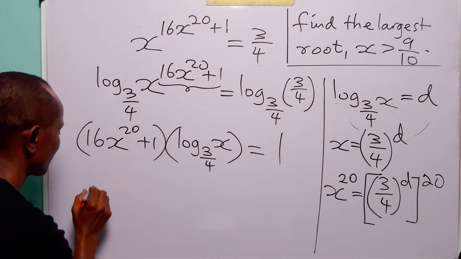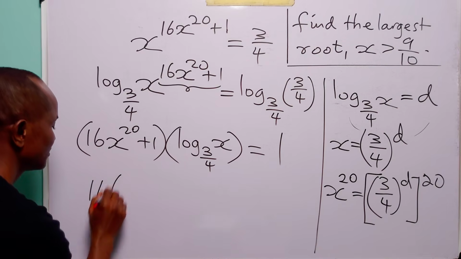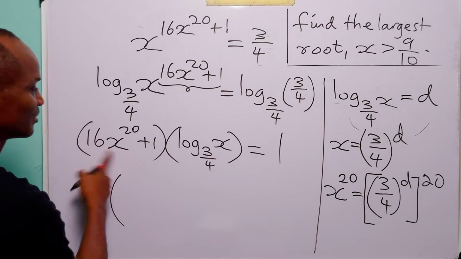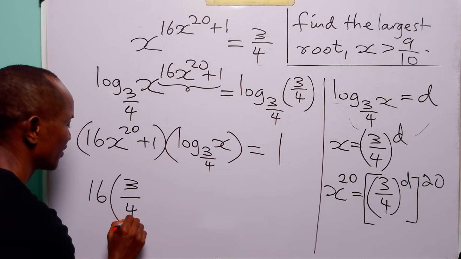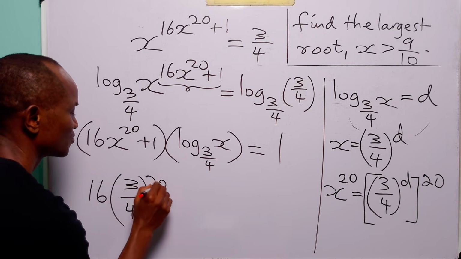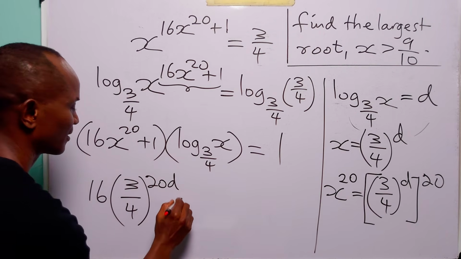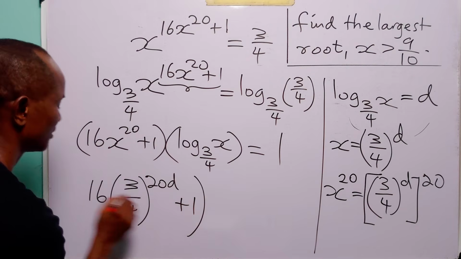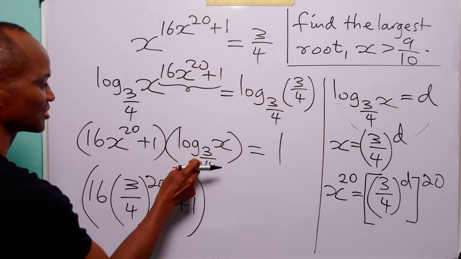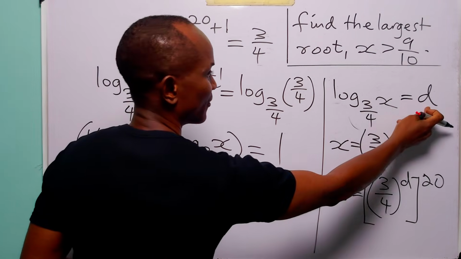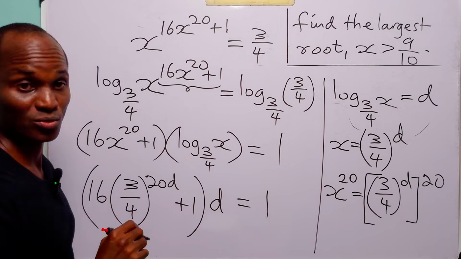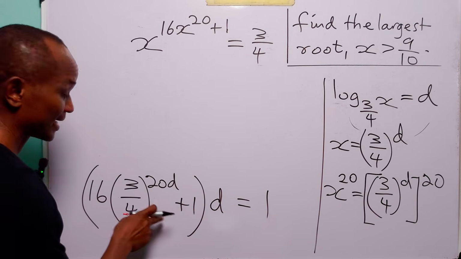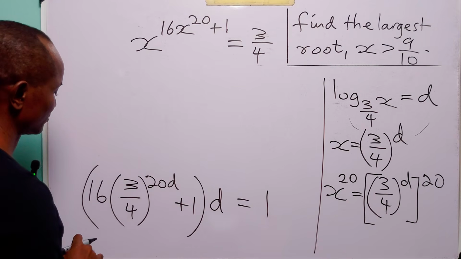So we have 16 times x to the power 20 is now 3 over 4 to the power 20d plus 1. And of course, log to base 3 over 4 of x is now equal to d. And this is still equal to 1. Now, let us look at this equation.